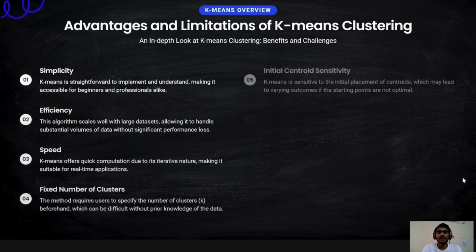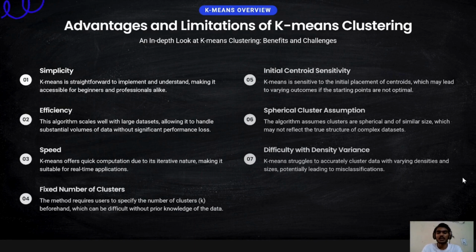K-means overview. Advantages and limitations of K-means clustering. First, simplicity. K-means is straightforward to implement and understand, making it accessible for beginners and professionals alike. Efficiency. This algorithm scales with larger datasets, allowing it to handle substantial volumes of data without significant performance loss.